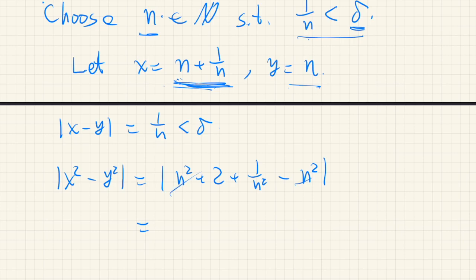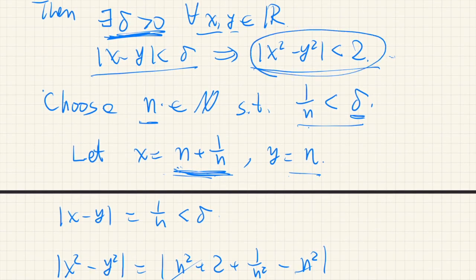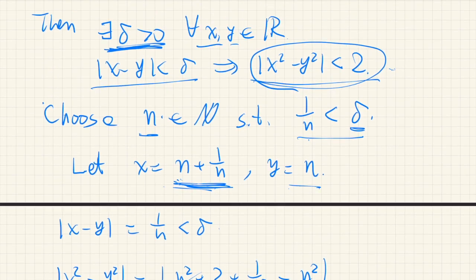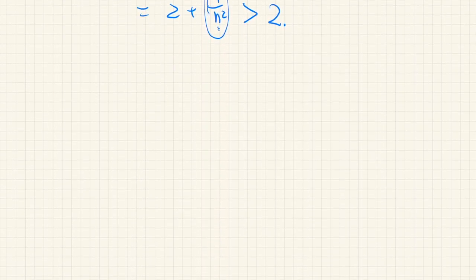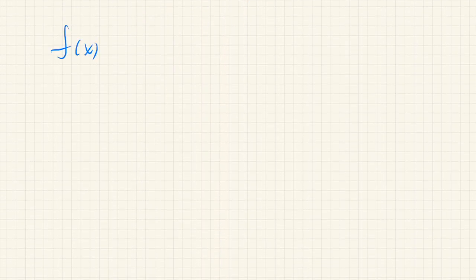So we get 2 plus 1 over n squared, but 1 over n squared is always positive, so this is greater than 2. But that contradicts this conclusion. So it's a contradiction. Therefore, this function f of x equals x squared, defined on the entire real axis, is not uniformly continuous.